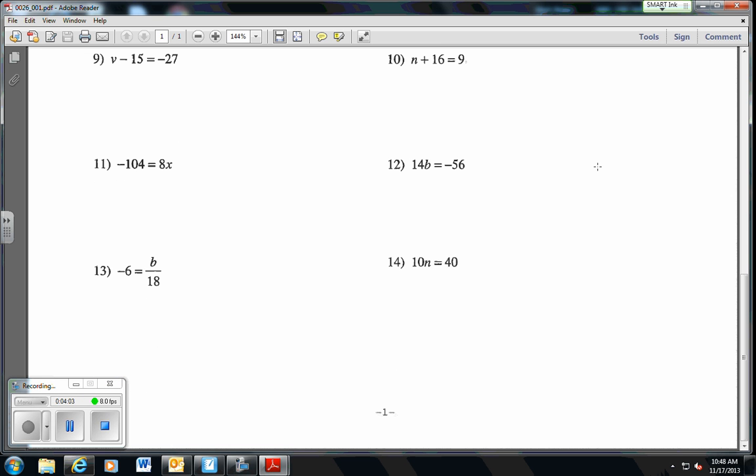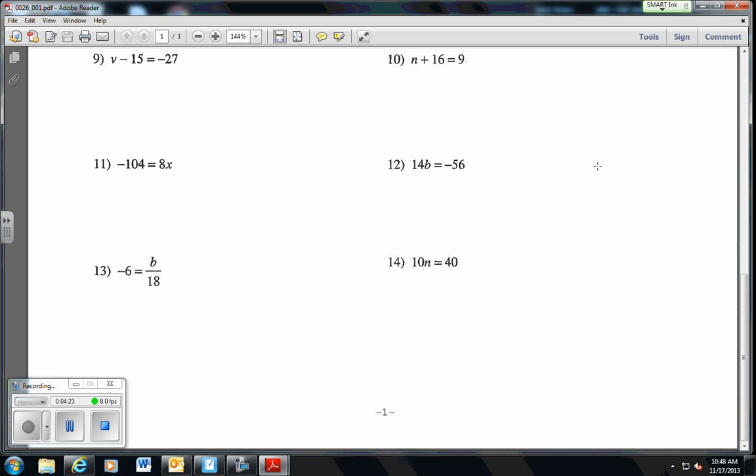Now let's take a look at number 12. Number 12 says 14b equals negative 56. So what's on the same side of the equal sign as the b, our variable? That would be 14. So what is the 14 doing to b? It is multiplying. A number next to a variable means multiplication.